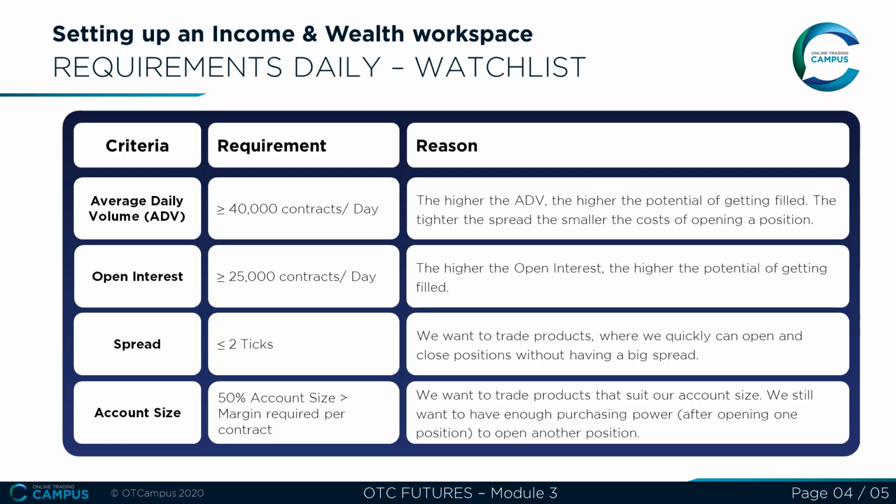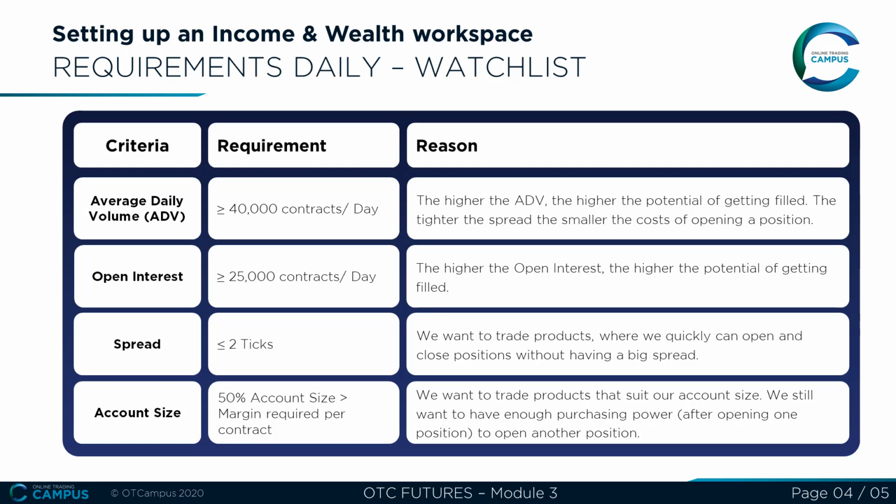What's the requirement for open interest? Well, the requirement for open interest is 25,000 contracts or more. What's the reason for that? The higher the open interest, the higher the potential of getting filled. What's the requirement for spread? Ideally, less than 2 ticks of spread. We want to trade products where we quickly can open and close positions without having a big spread. That's the reason for that.